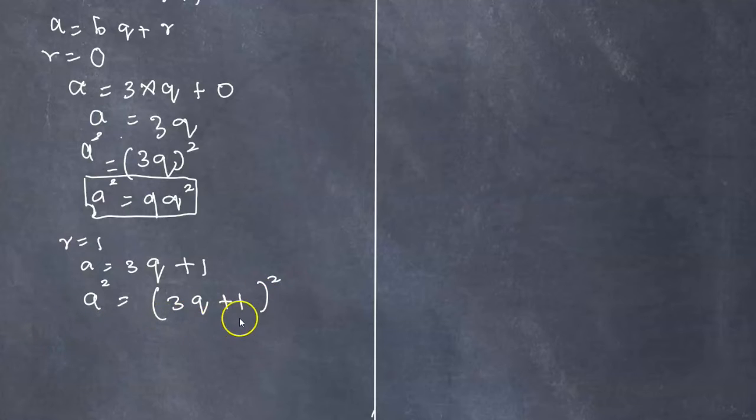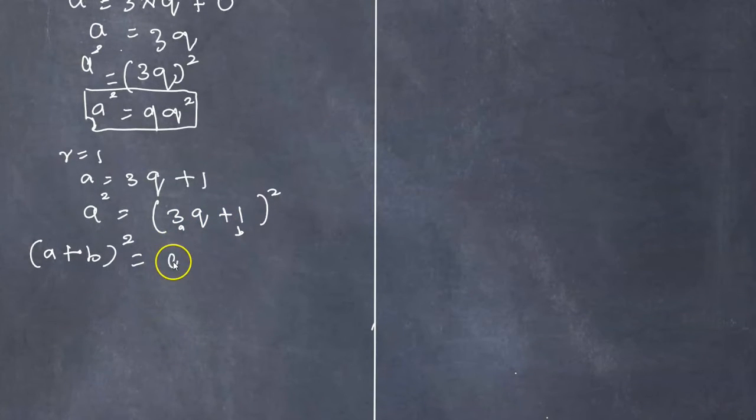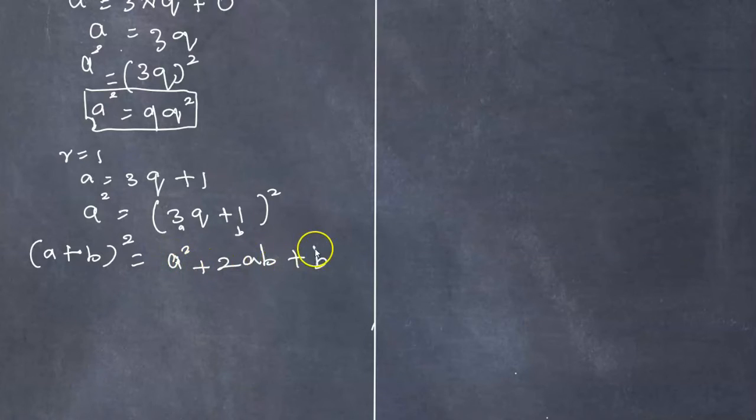So, the formula we are going to apply is (A plus B) the whole square formula, where A will be 3Q and B will be 1. So, A square plus 2AB plus B square. So, what is A? 3Q.